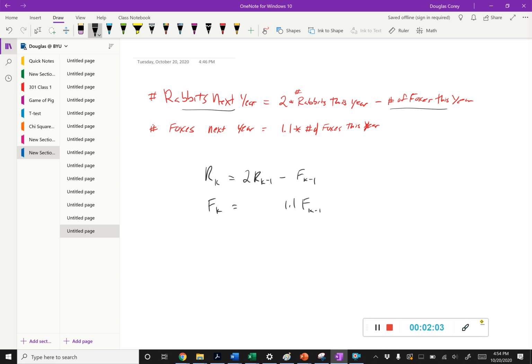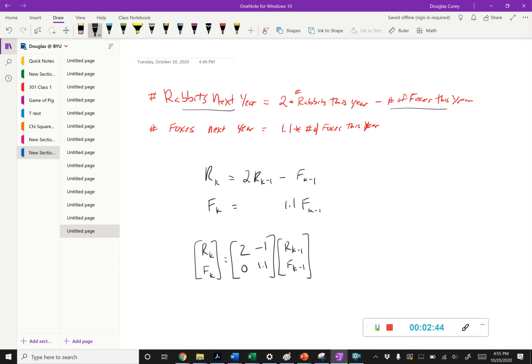Okay, so simple system. We can write this as a matrix, and we end up with the rabbits this year and foxes this year. Think about that as a population vector that is 2, -1, 0, 1.1 times last year's population, R k minus 1, foxes k minus 1. So here we have a system.